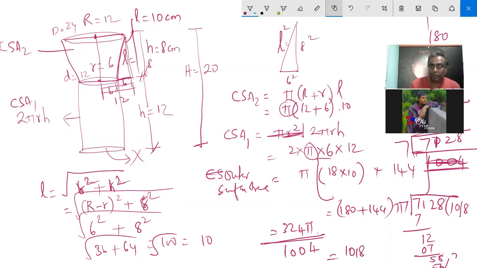And you can see, adding the decimals, approximately 1018.3. Okay, your textbook gives 1018.28. That's the answer. Okay, sir. This is straightforward. You have to find the two CSAs. One CSA is for the frustum, using the formula pi into big R plus small r into L. The other one is the normal formula for CSA of the cylinder, 2 pi r h. Okay, that's all. This is also done.